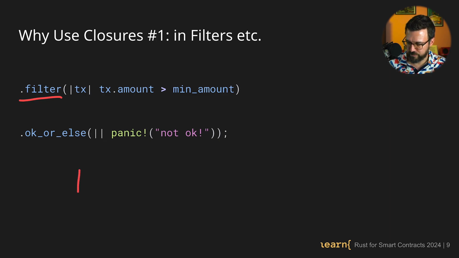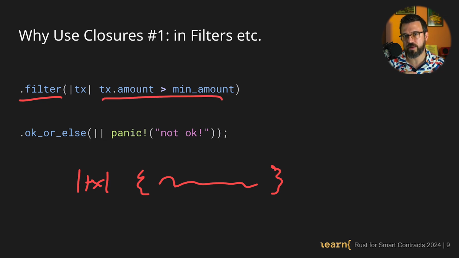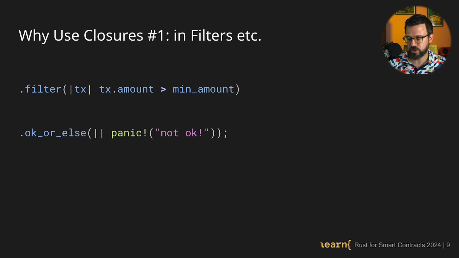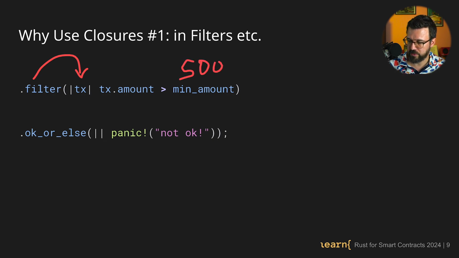We could have something like tx and specify a return type if we wanted, and then have curly braces where we have this stuff. We could write it more like a function, but this is a very streamlined way to do it, where filter for every single transaction, let's say you have a huge transactions collection, you want to filter it down to transactions where the amount of the transaction is greater than some minimum amount, right? So the minimum amount is maybe $500, and you set that somewhere else in your code.